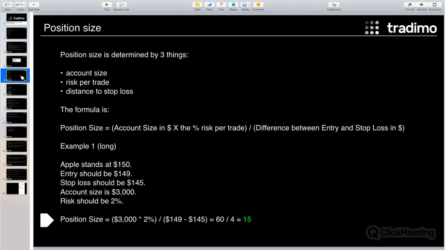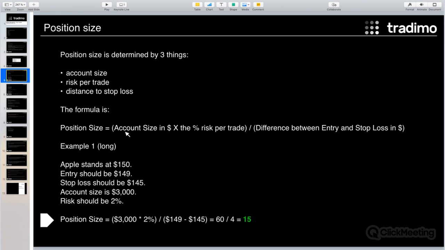So you are much better off if you improve your position sizing and calculate the correct position size, considering the following 3 things. So the account size is important, the risk per trade, we have spoken about this before, and of course the distance between entry and stop loss. Yeah, and the formula is pretty simple. You can see this here. Position size is equal to account size times the risk per trade divided by the difference between entry and stop loss.